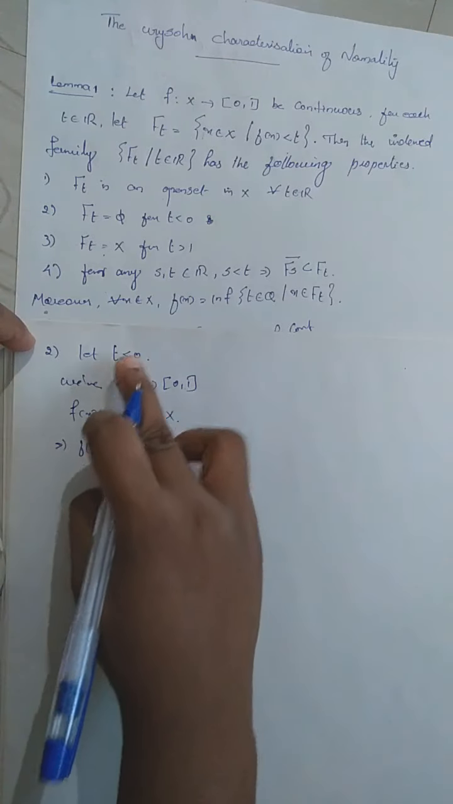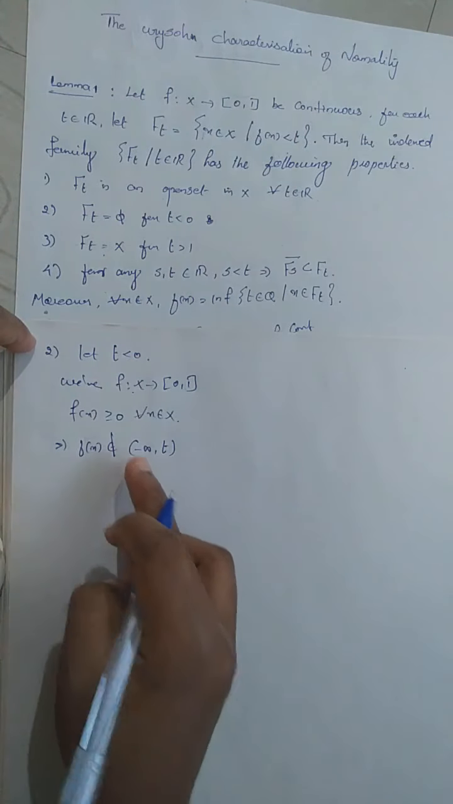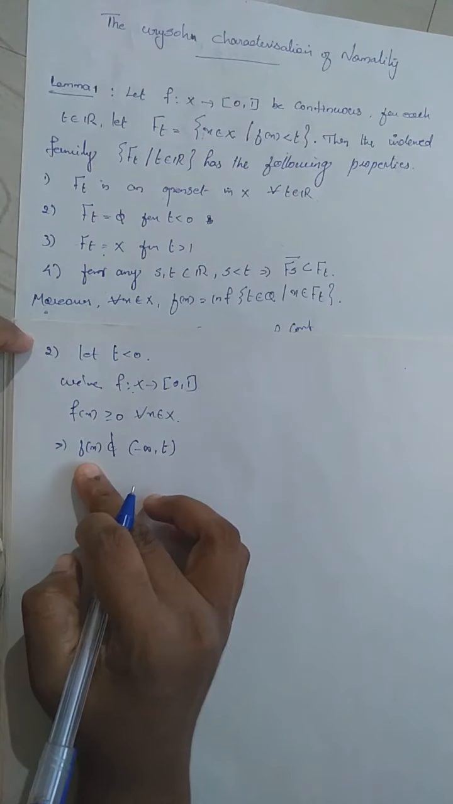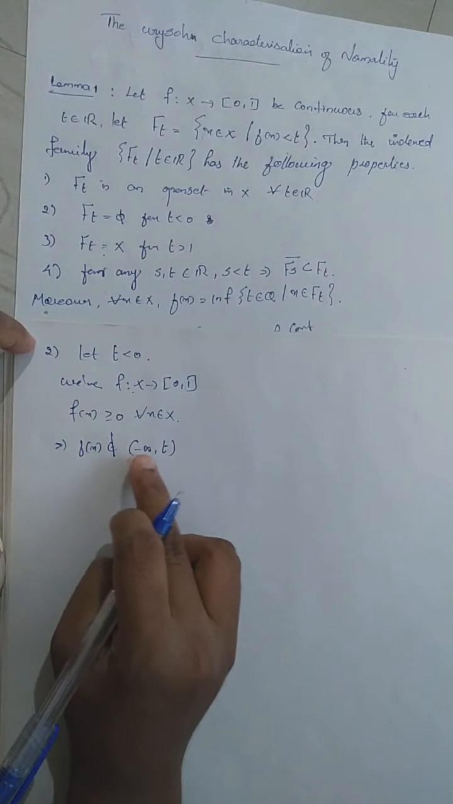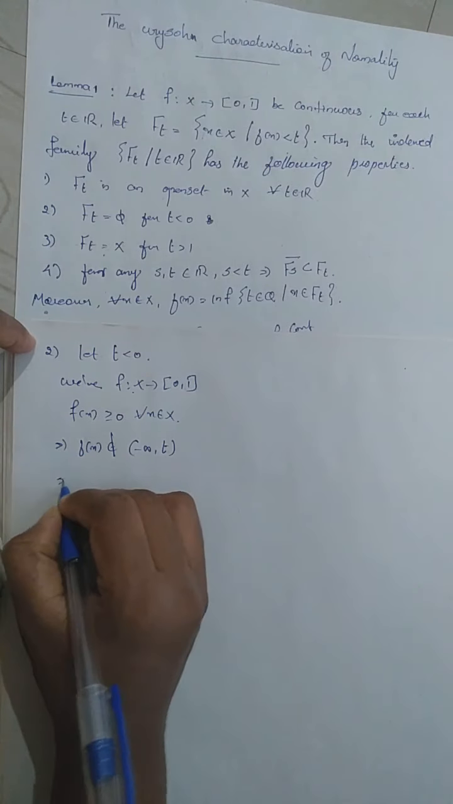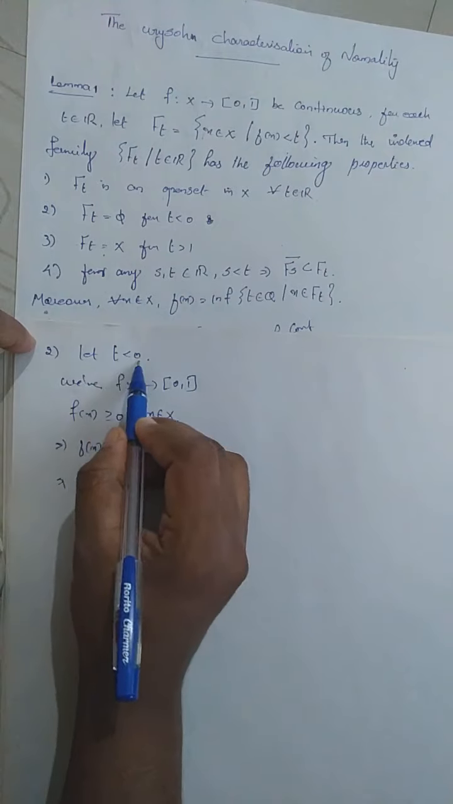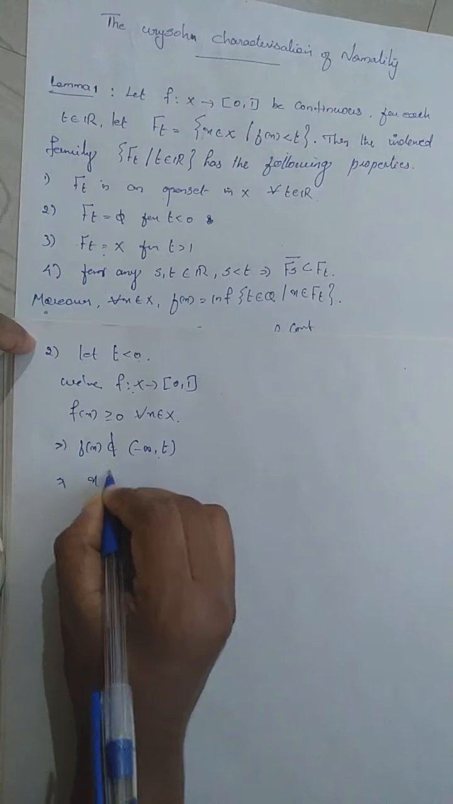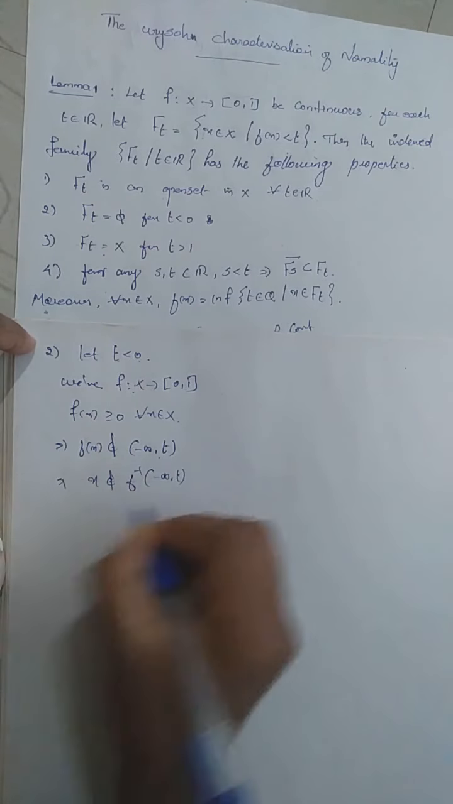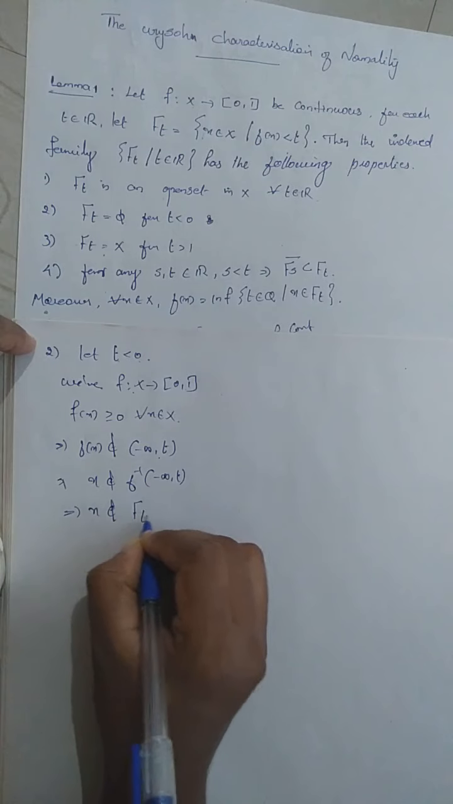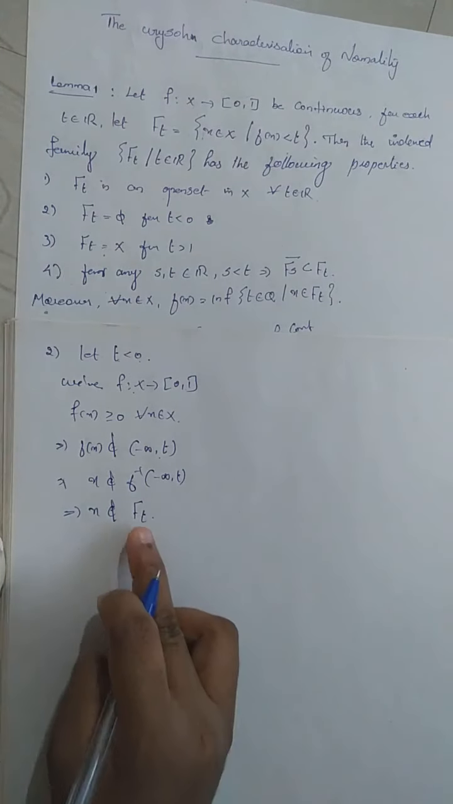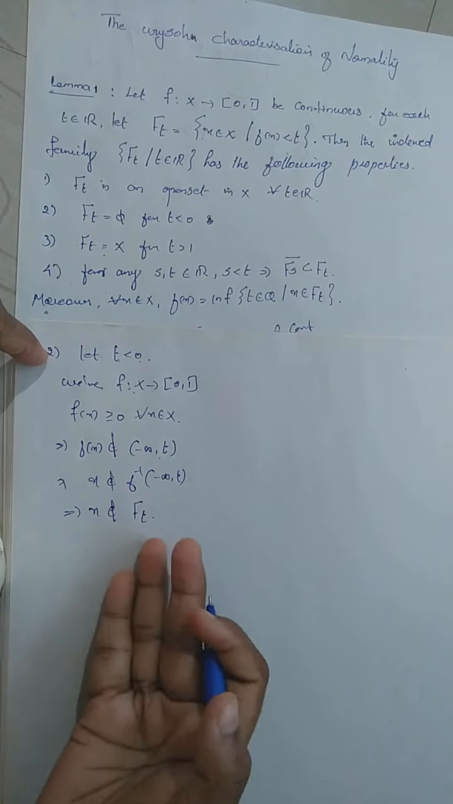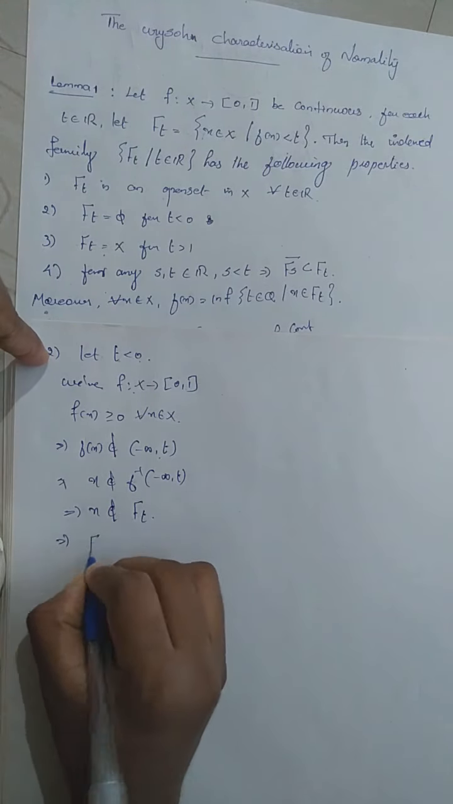Because t is less than 0, it will be a negative number. So minus infinity to a negative number: this interval cannot contain any f of x, right? So no f of x belongs to the interval minus infinity t, which means when t is less than 0, no f of x belongs to this interval. No f of x belongs to this interval means there is no x belonging to its inverse image. That means x cannot belong to ft. When t is less than 0, no x belongs to ft, which implies ft must be an empty set.